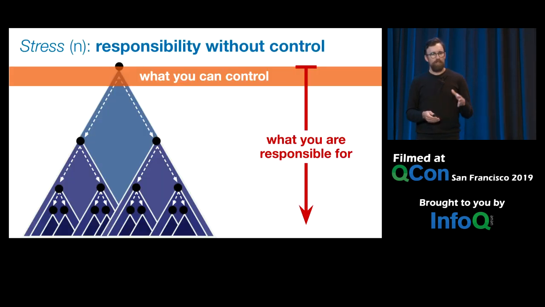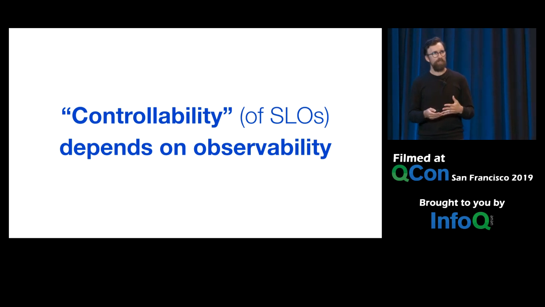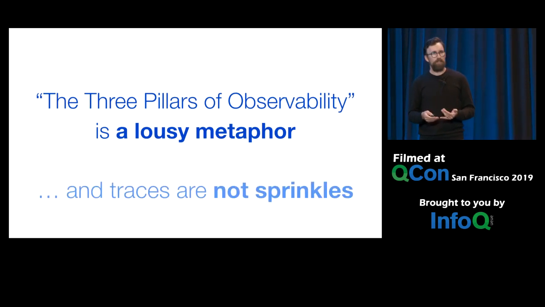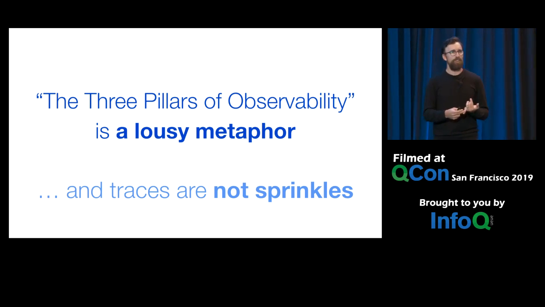The stress of operating a system is that you have far more responsibility than you have control, and we need to find some way to minimize that. The controllability of your SLOs depends on high-quality observability. You can't divorce the two from each other. They're very tightly related. The three pillars of observability is a terrible metaphor, and traces are not sprinkles.